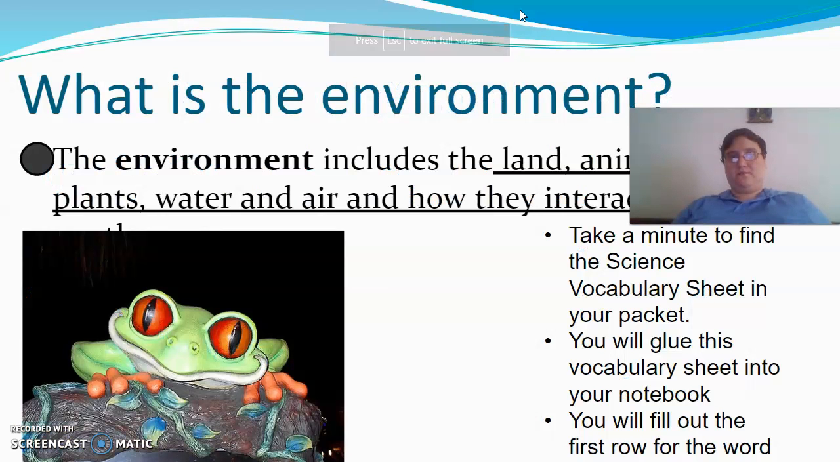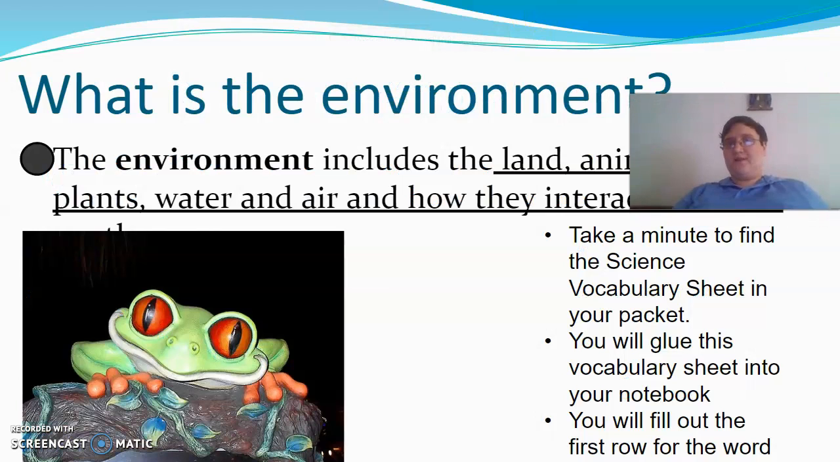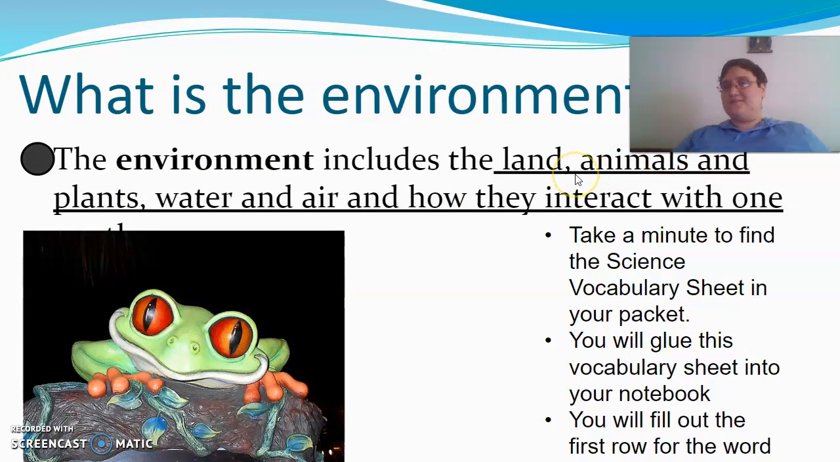Also, I added one or two small things to this definition after class. I looked at it and I was not completely happy, so I changed it a little bit. I said the environment includes the land, animals, plants, water, and air, and how they interact with one another. That's going to be our base definition for environment. You guys touched upon every single one of these in class, so good job.